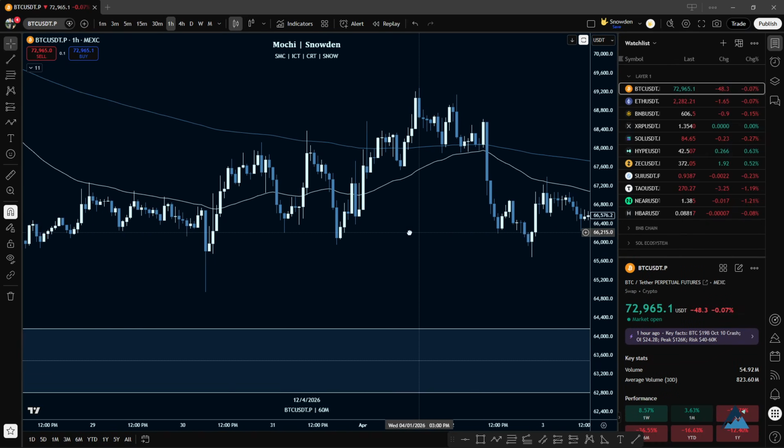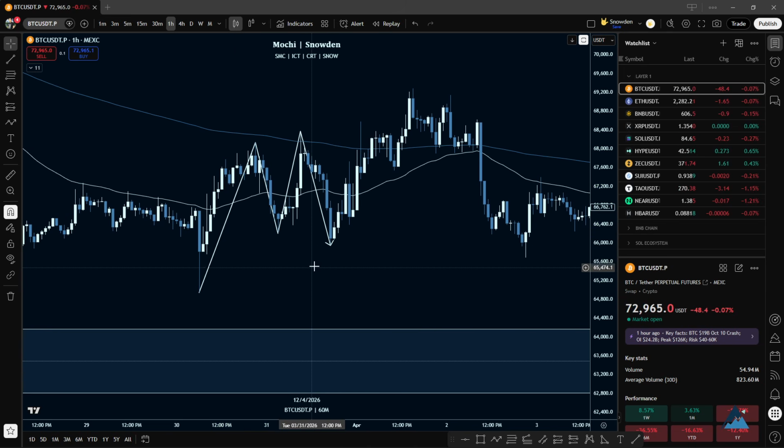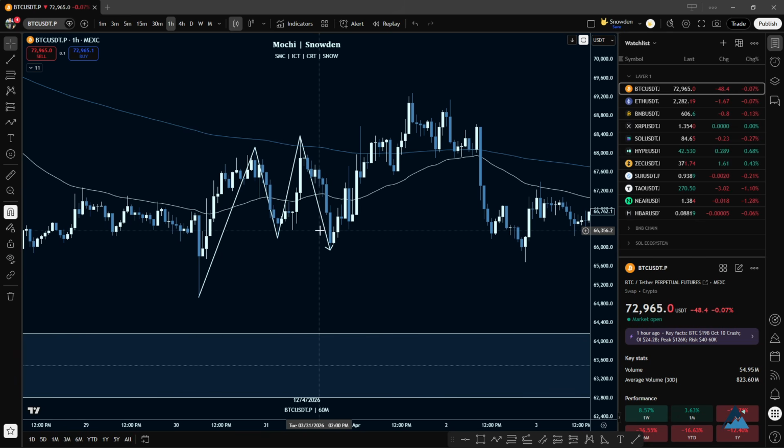I could see a letter M here. Do you guys see this M? 1, 2, 3, 4, 5. And what happened afterward? Reversal. Let's see if this is a valid harmonics. How do we proceed on that?